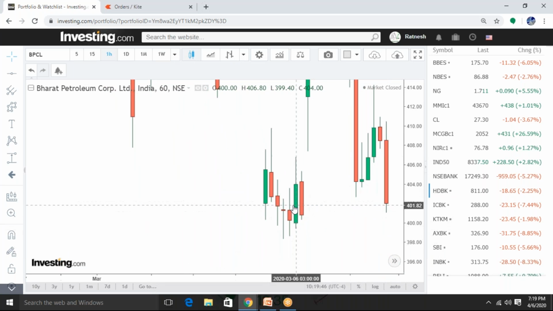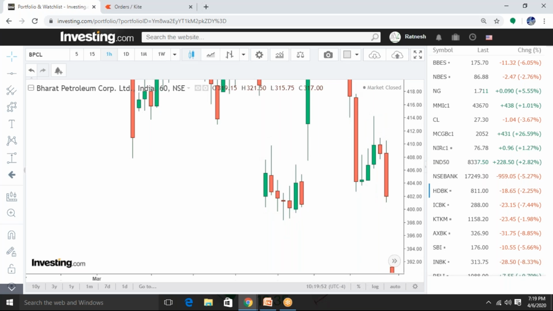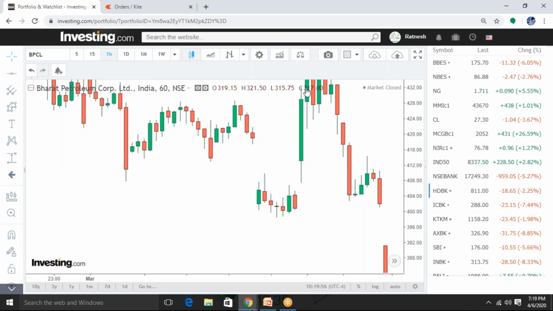See, this was almost similar to a morning star. Almost these candles form similar to a morning star. Is it fine? Yes, sir.